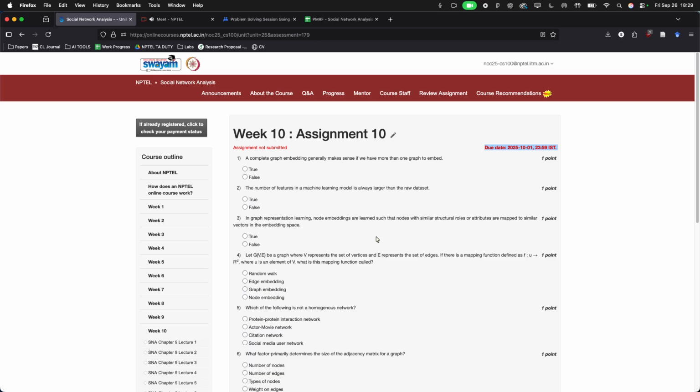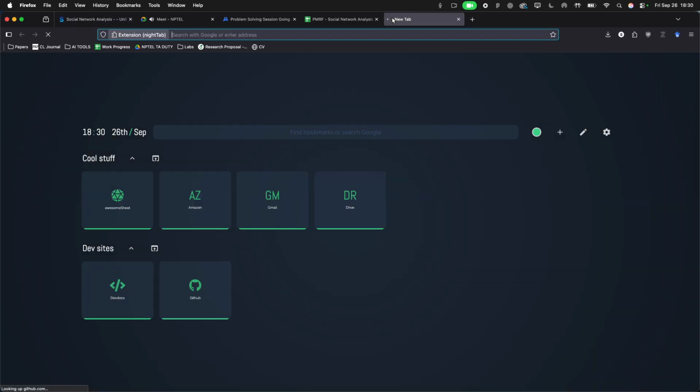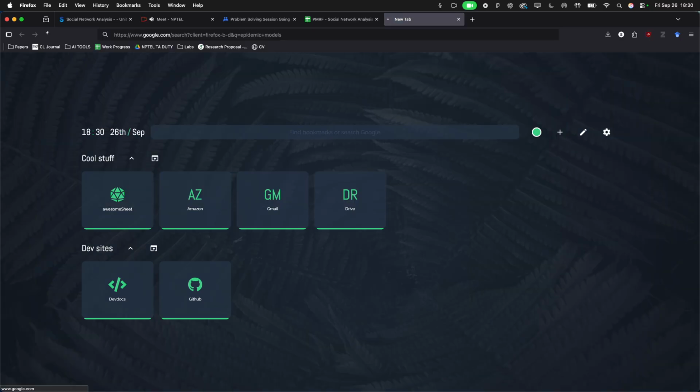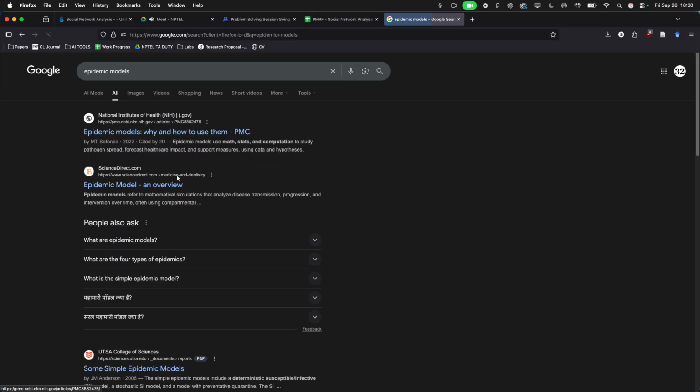So information cascade is not just related to information, it is also the basis of foundation for epidemic models. So I will open a web page here and I will explain how that works, epidemic models.